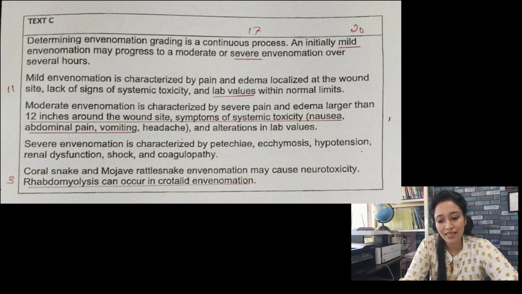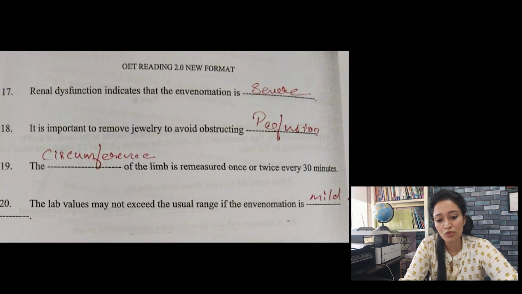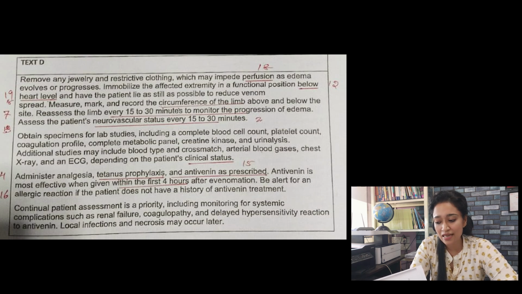The 18th question is, it is important to remove jewelry to avoid obstructing dash. This information also can be seen in the text D. In the first line itself we can see the answer. Remove any jewelry and restrictive clothing which may impede perfusion. Impede, the word impede also has the meaning obstructing. So the answer is perfusion.